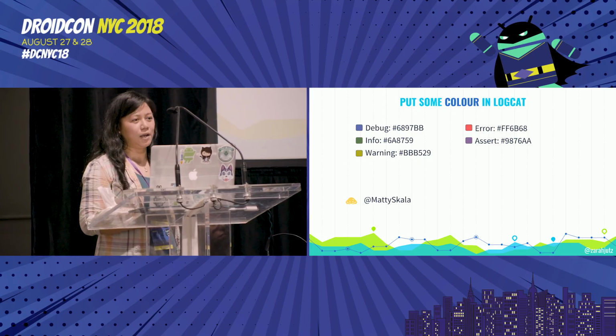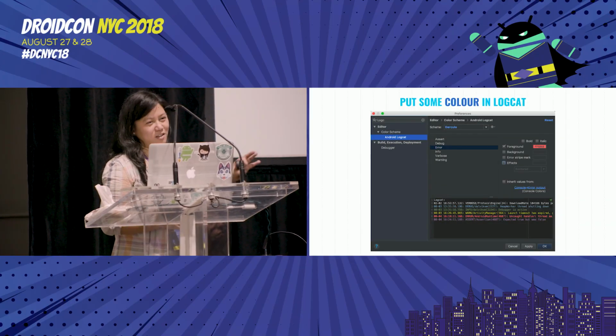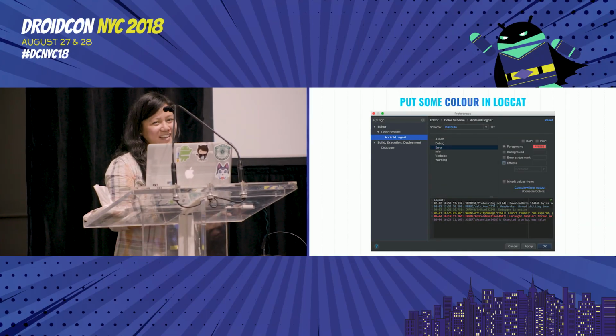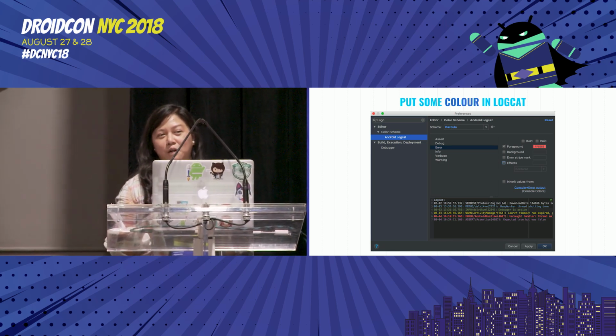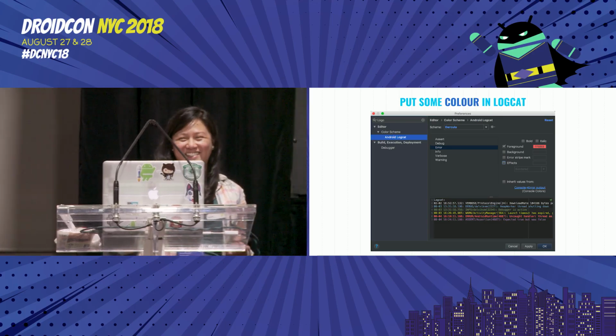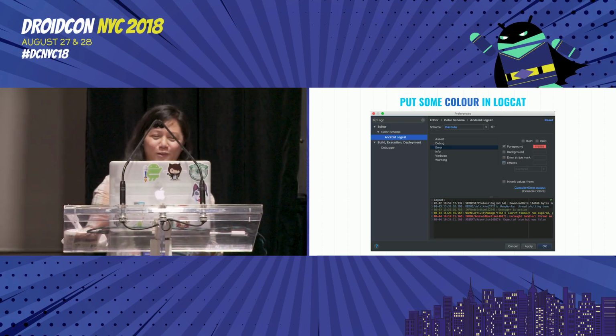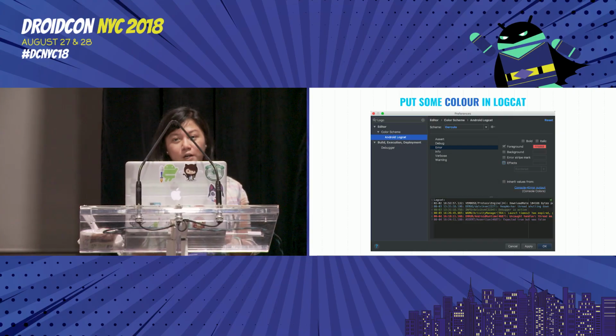So what does it look like when we apply this? It's kind of washed out, but I guess you get the idea. I don't know if you can turn off the light. Probably not. But anyway, I'll share the slides later, and you can see more closely how it looks. But now our logcat is much more colorful and much more helpful.